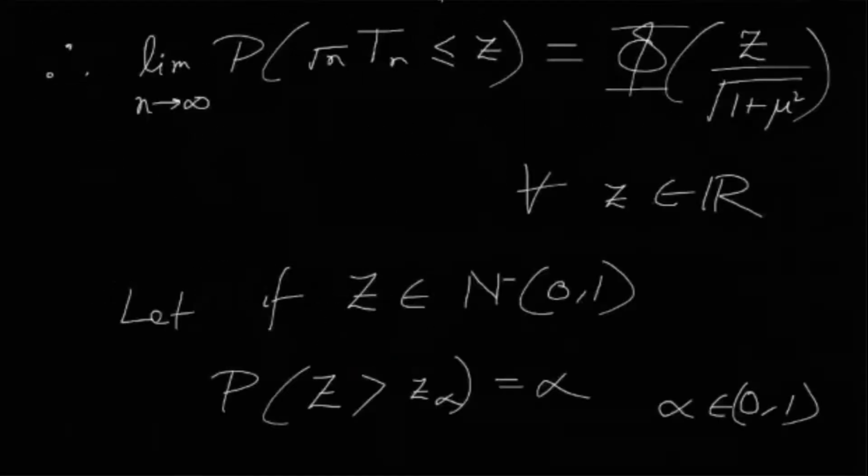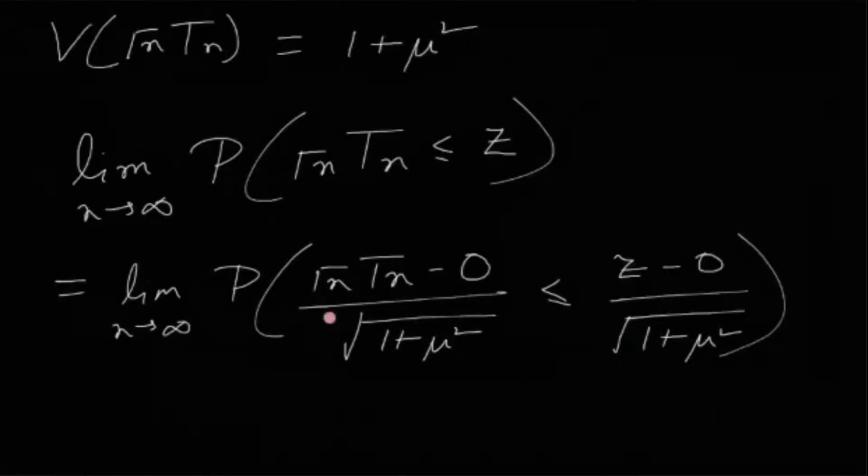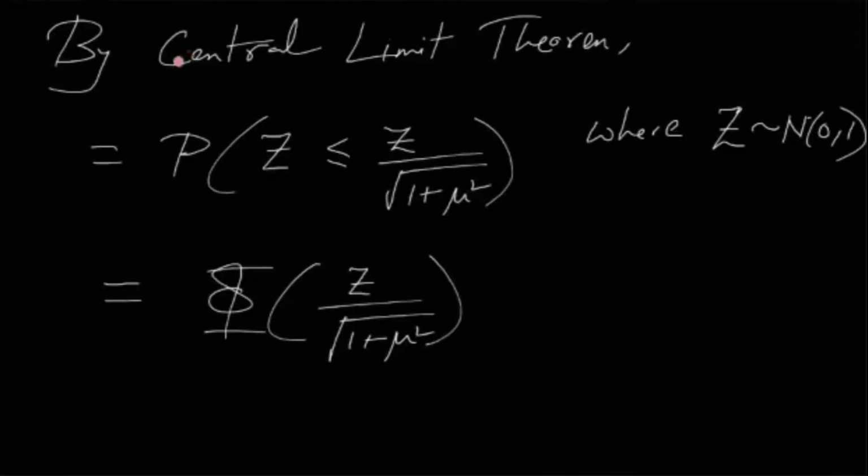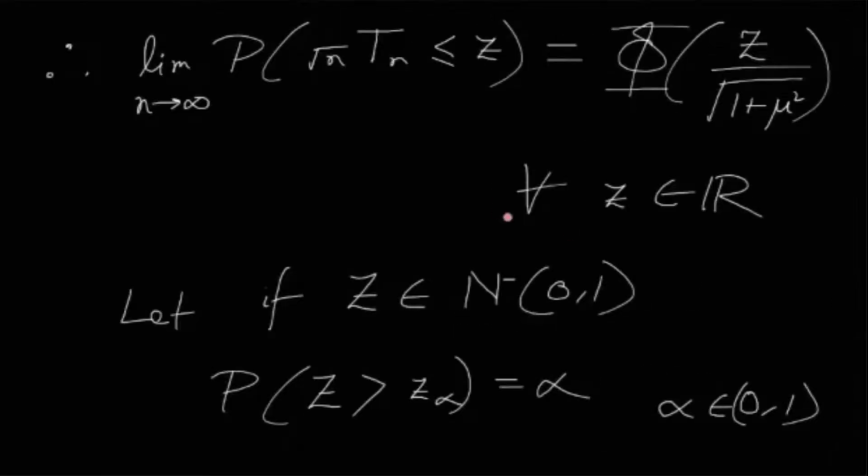Therefore, the limit as n tends to infinity of the probability that root n into Tn is less than or equal to z is nothing but capital Phi of z by root of 1 plus mu squared. It's very easy. All we needed to do was find the expectation, standardize this form, and use the central limit theorem, or CLT for short. That's the only thing we needed to do. So this is true for all real numbers z.